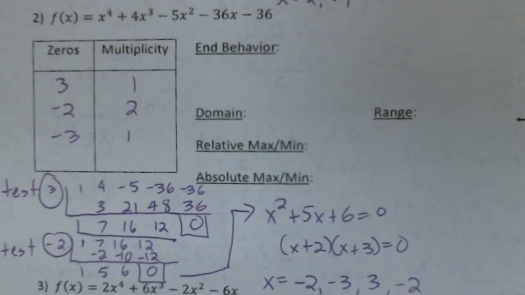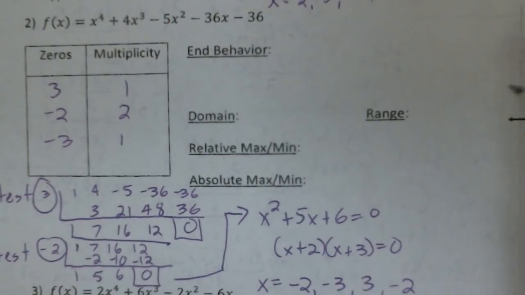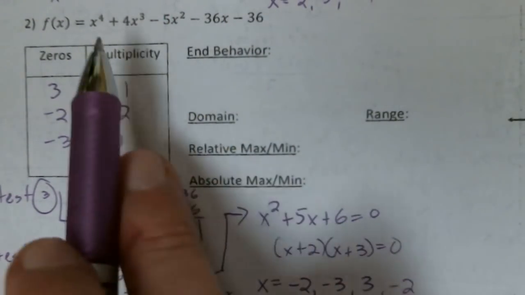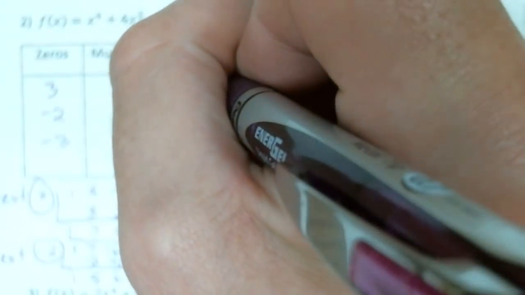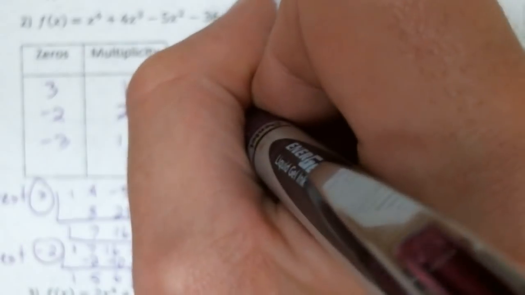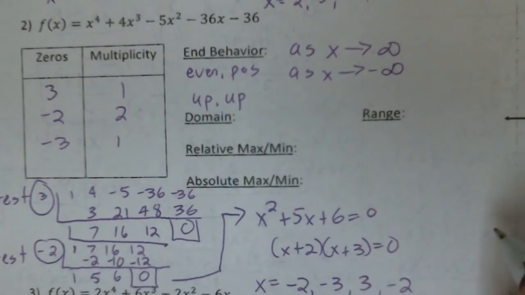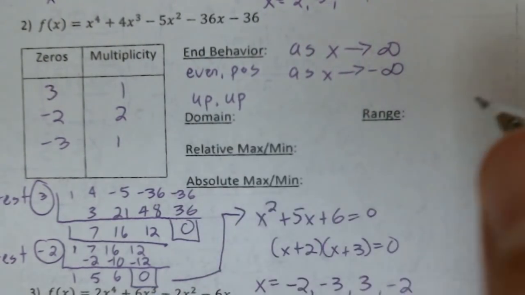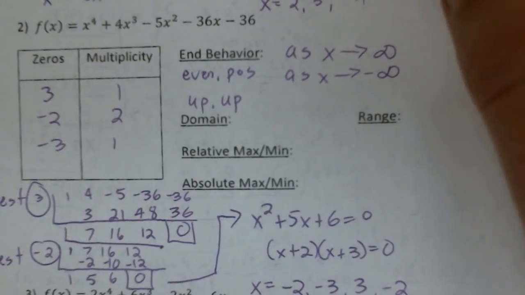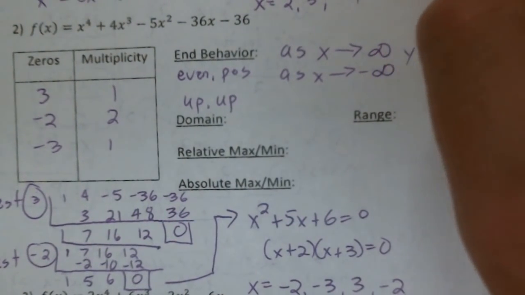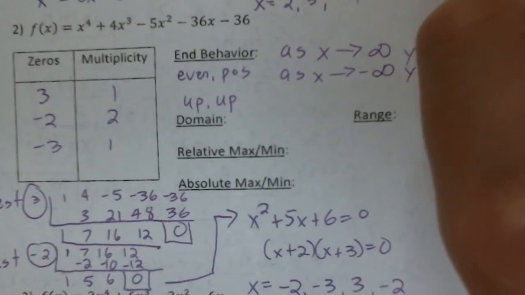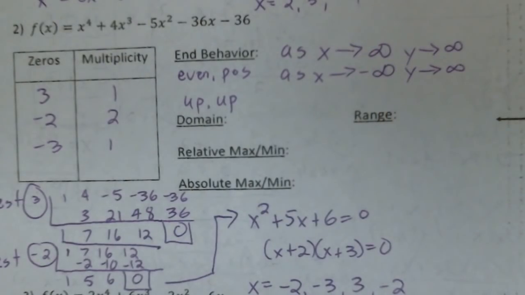Okay, so now let's look at our end behaviors. So my end behavior, this is even, and it's positive. That is going to be up, up. As x goes to infinity, as x goes to negative infinity, where are both of my y's headed? They're both headed up, up, up. So this is going to be our w. Both of your y's are headed up. Positive infinity and positive infinity.